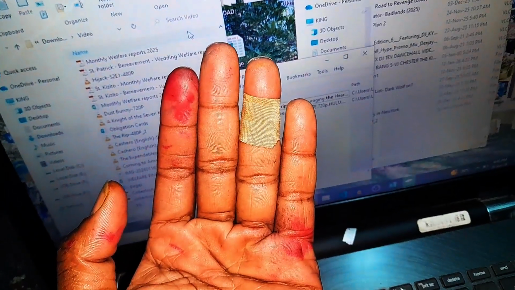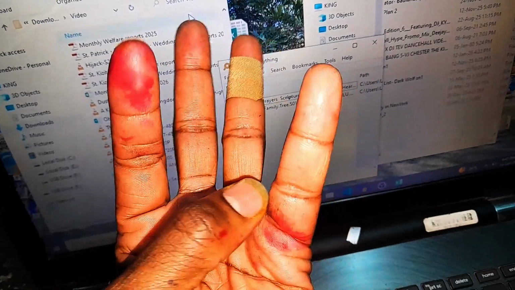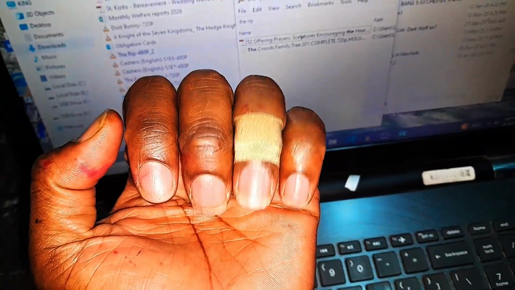There were a few cuts and blood here and there, so I guess I can now literally say I built this with my sweat and blood.